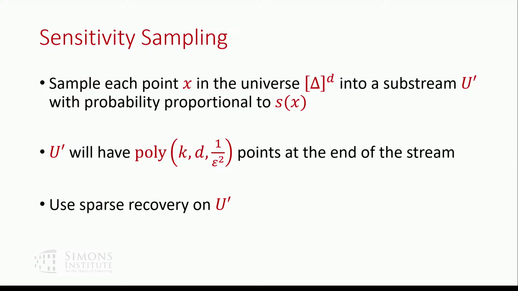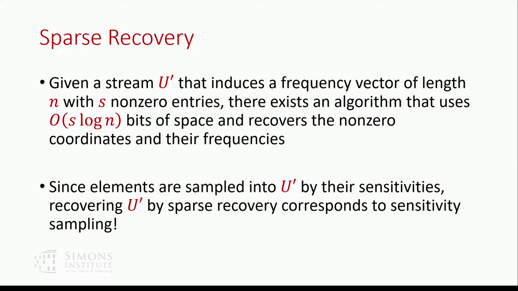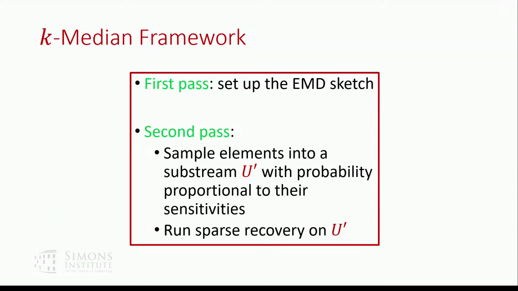Okay, so I'll skip over this in the interest of time, but it's just an algorithm that talks about the guarantees of sparse recovery. But our entire algorithm is as follows. First pass, we set up the EMD sketch. What does that mean? That means we have this Quadtree embedding, we have the L1 sketch on top of that, and then we have a procedure that allows us to recover a near optimal set of centers. That's the first pass. Second pass, we sample elements with probability proportional to their sensitivities into this artificial stream, and then run sparse recovery methods.